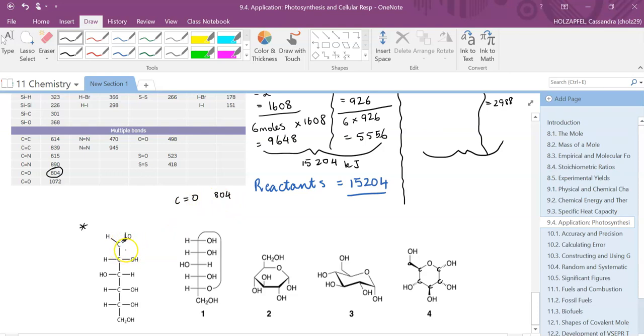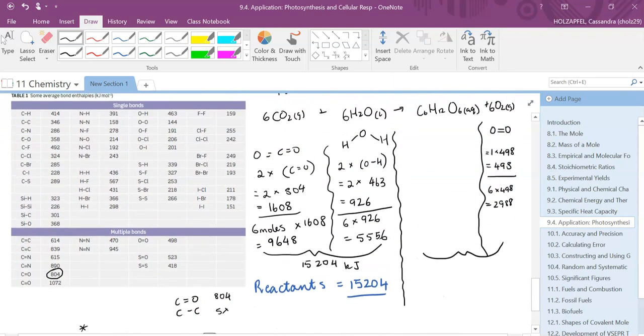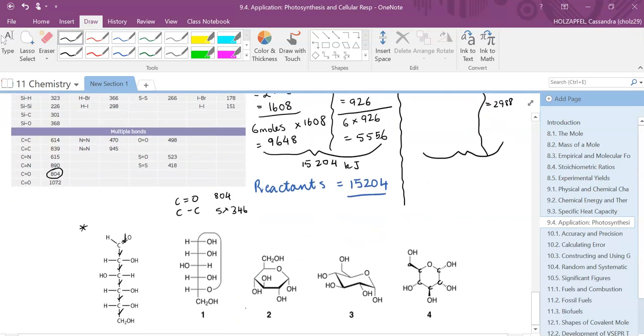Next, we might have a look at the carbon to carbon bonds, because there's quite a few carbon to carbon single bonds. So that's 1, 2, 3, 4, 5 carbon to carbon bonds. So that means we've got 5 lots of a single bonded carbon to carbon. So if I scroll back up here, that's going to be this value here. So I've got 5 lots of 346 kilojoules per mole.